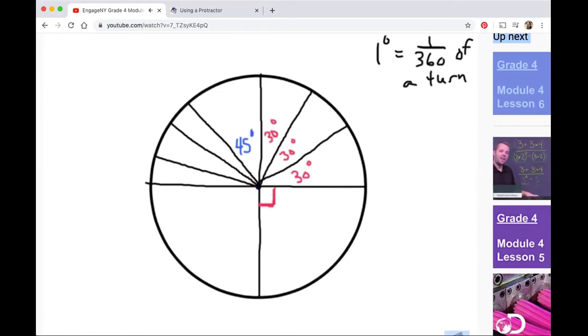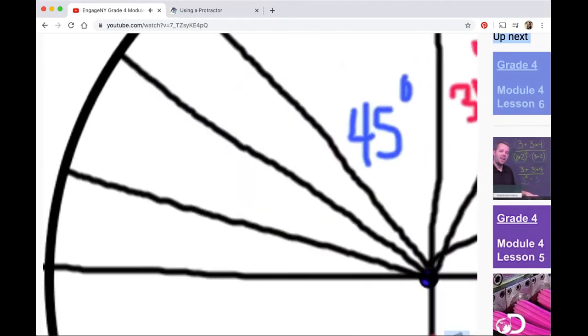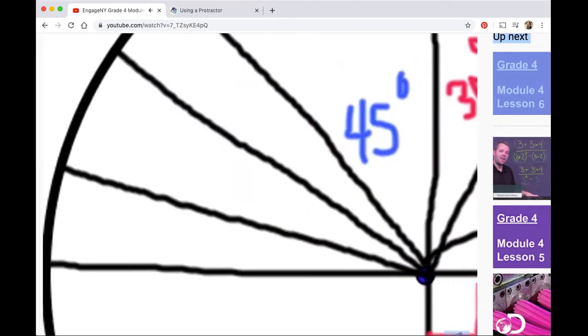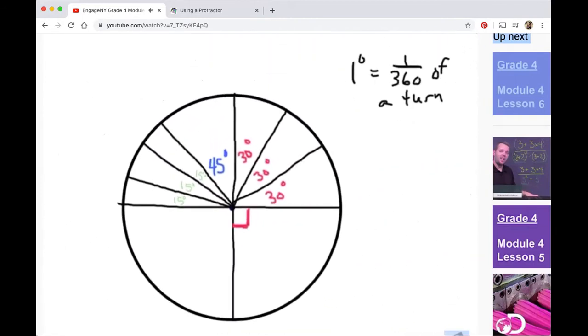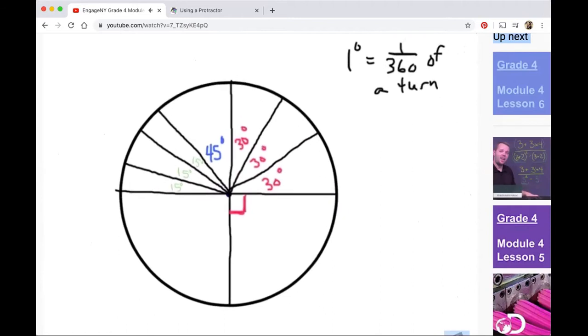So I can squeeze this in and call this 15 degrees, this 15 degrees, and this 15 degrees. So we're kind of making our own protractor here. It's not exactly perfect, but it's pretty good. Now, if I wanted to, I can go to my 30 degrees, and let's see if I can do this.